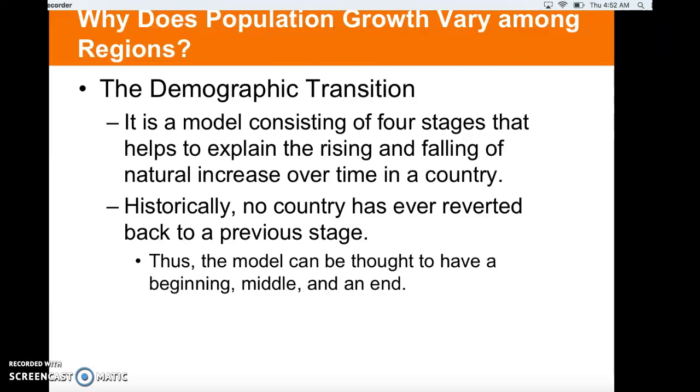But we don't know the model. It is possible, I guess, in the future for a country to go backwards. But right now, no one has. So they've gone from stage 1 to 2 to 3 to 4 to 5. So right now, there's no country that has retreated backwards.